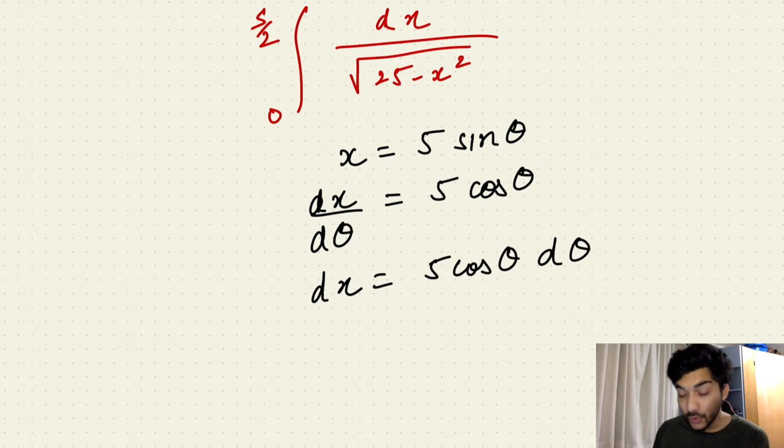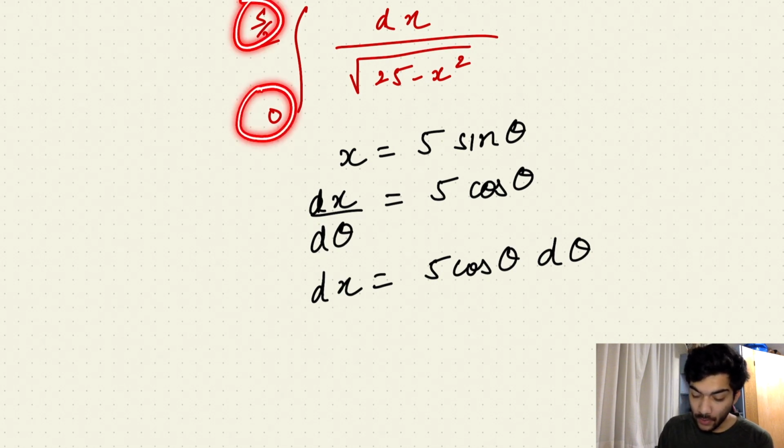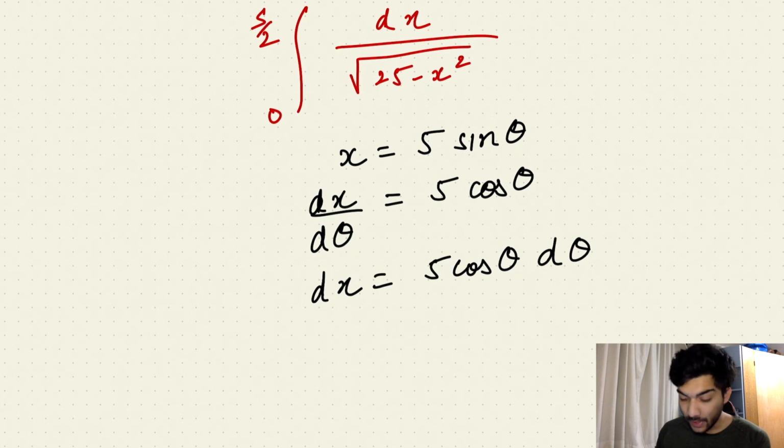And one more thing, since we are using substitution in this case, we will have to convert our endpoints as well according to the new function. So the endpoints were based on the x values, and now since we are converting our dx to d theta, we'll have to change our endpoints as well.